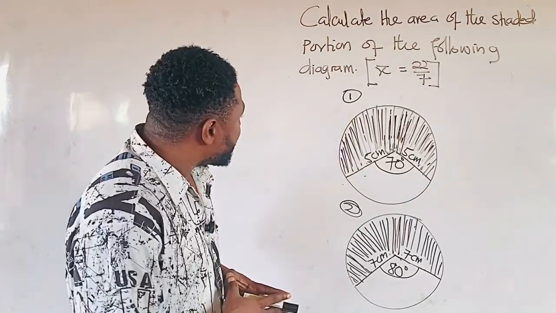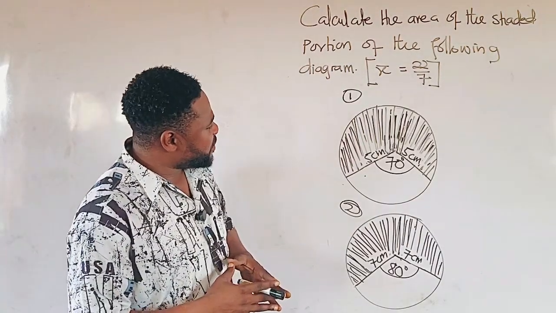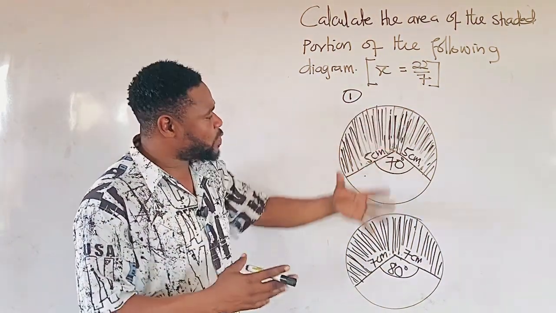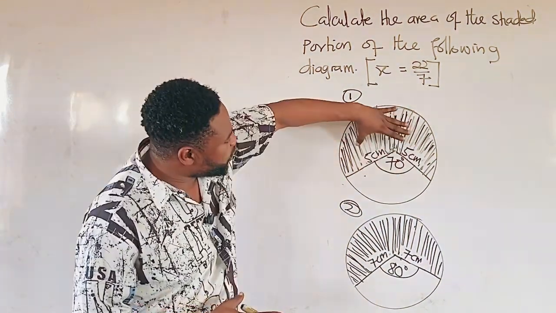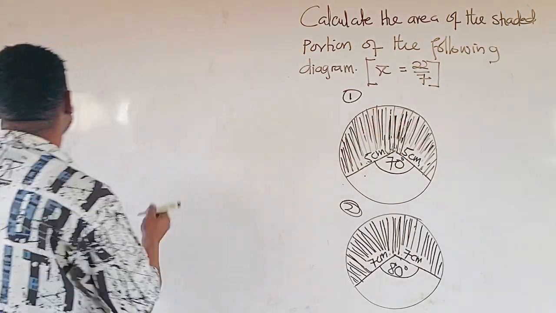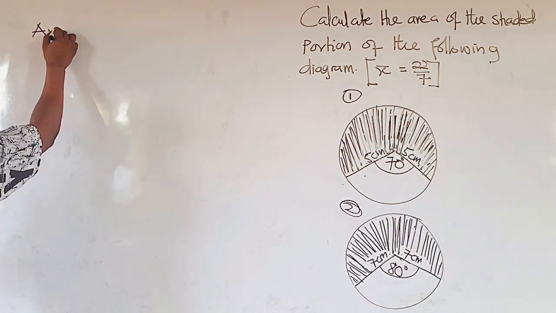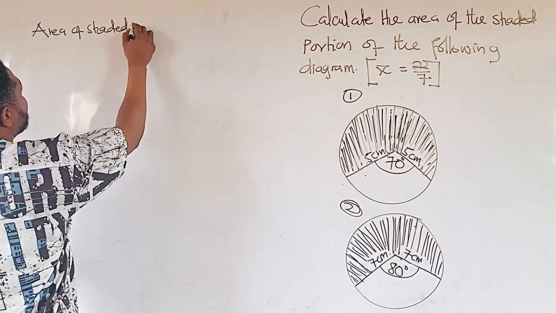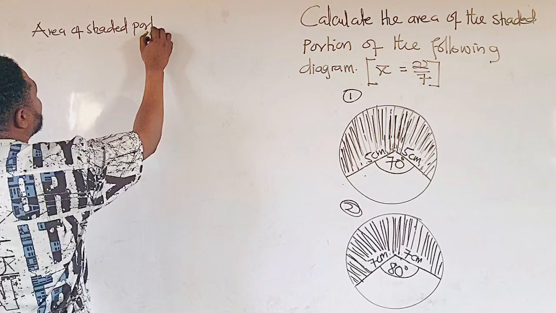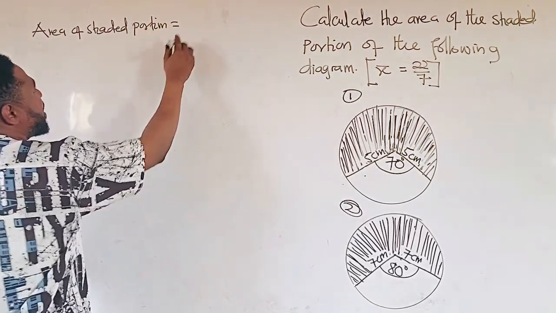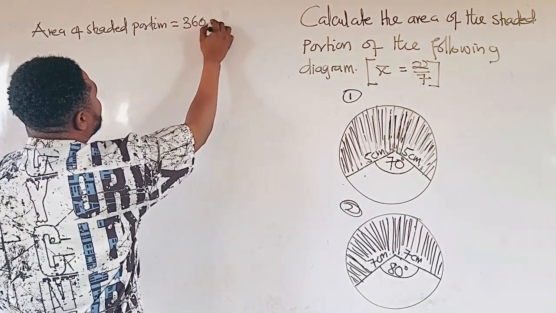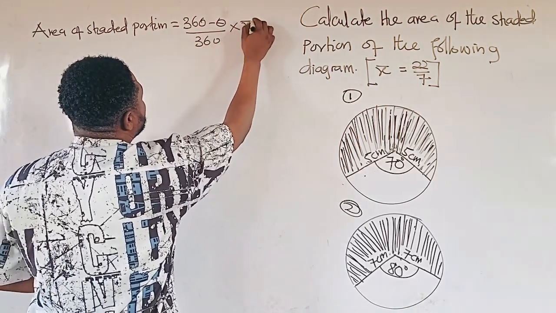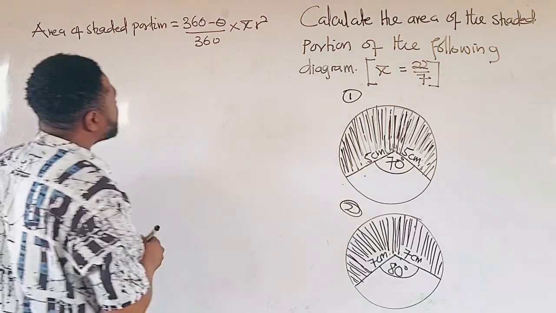Hi viewers, we want to look at how we can find the area of the shaded portion in this diagram. This shaded portion is what we call the major sector. So for us to find the area of this major sector, mathematically, we can say that the area of the shaded portion is given as 360 minus theta all over 360 times the area of the circle, which is pi r squared.